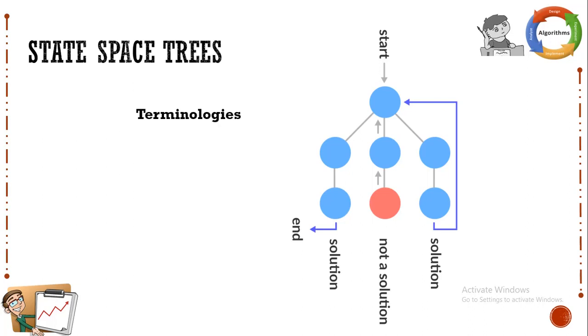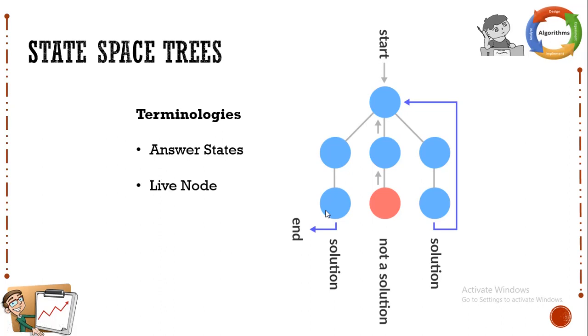So now let's try to understand some basic terminologies that we would be using a lot while we will be solving problems on backtracking. The first terminology that we have is the answer states. These are the solution states where the path from the root to the leaf defines the solution of the problem. If you see here, this is the start, and we have two solutions. One solution is present here and the second solution is present here. So this path basically is called the answer states.